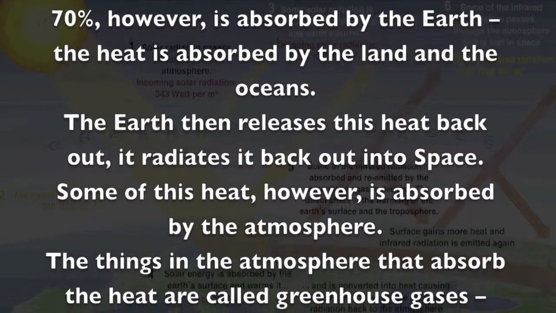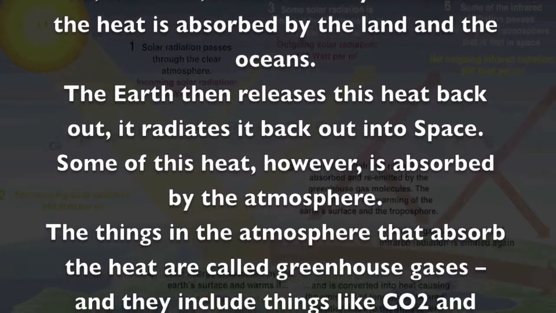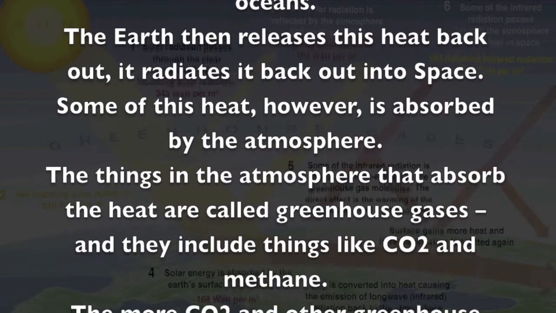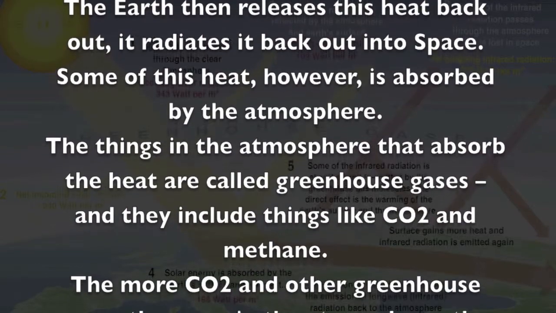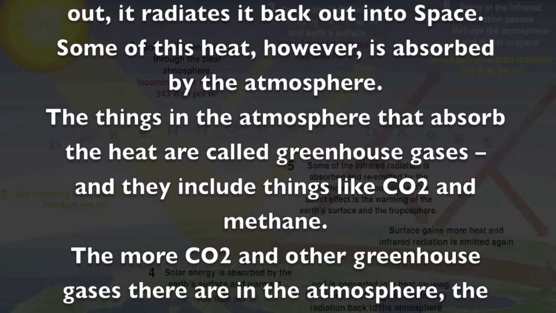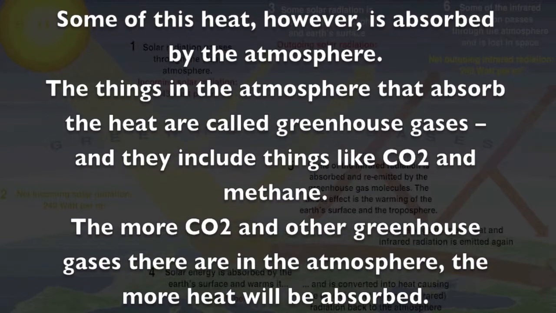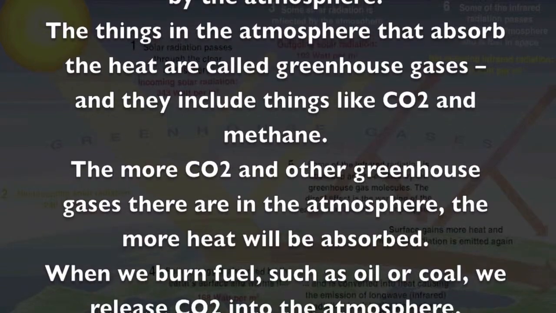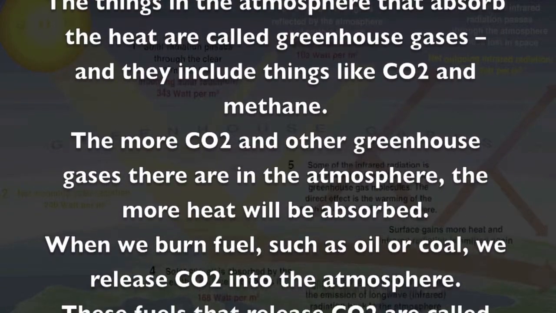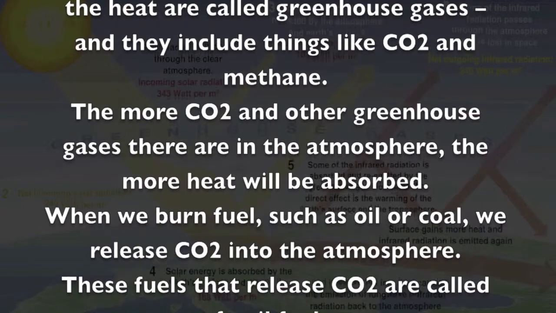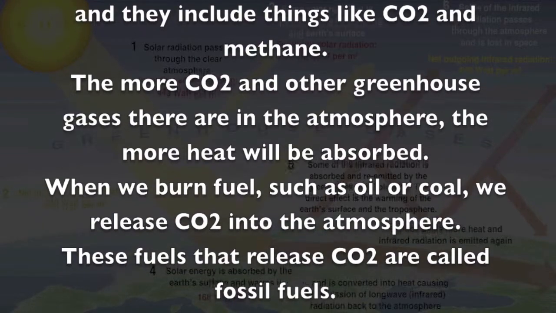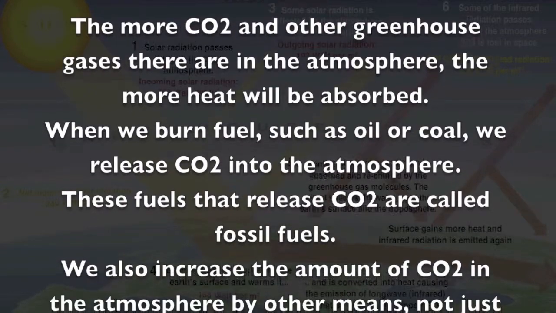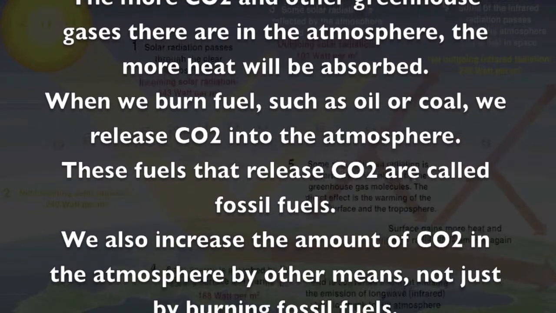Some of this heat, however, is absorbed by the atmosphere. The things in the atmosphere that absorb the heat are called greenhouse gases, and they include things like CO2 and methane. The more CO2 and other greenhouse gases there are in the atmosphere, the more heat will be absorbed. When we burn fuel, such as oil or coal, we release CO2 into the atmosphere. These fuels that release CO2 are called fossil fuels.